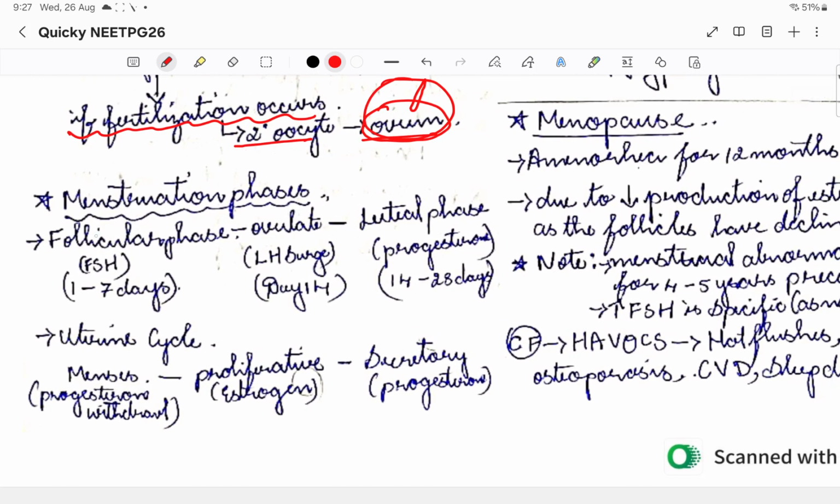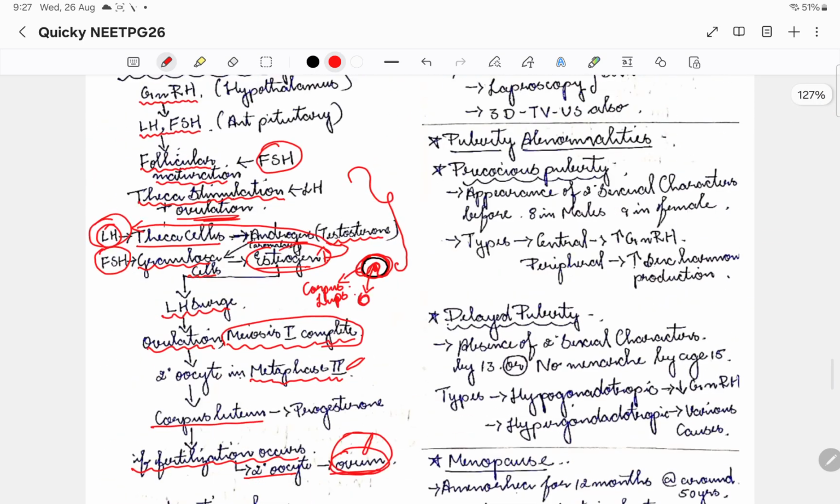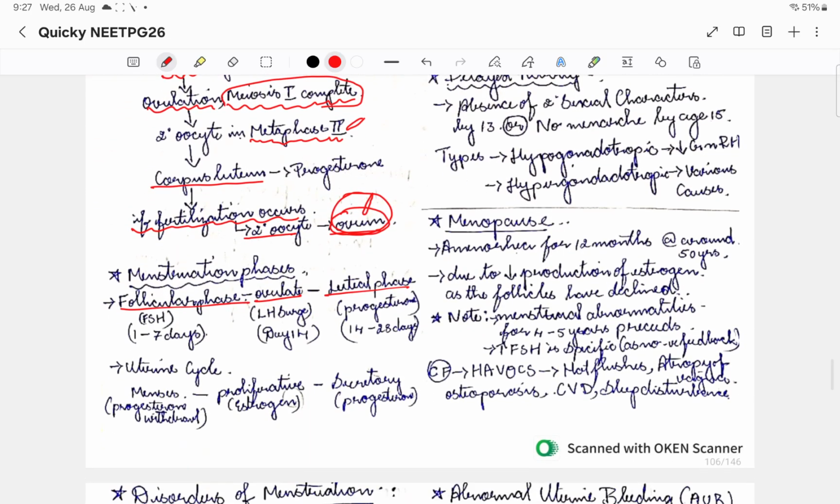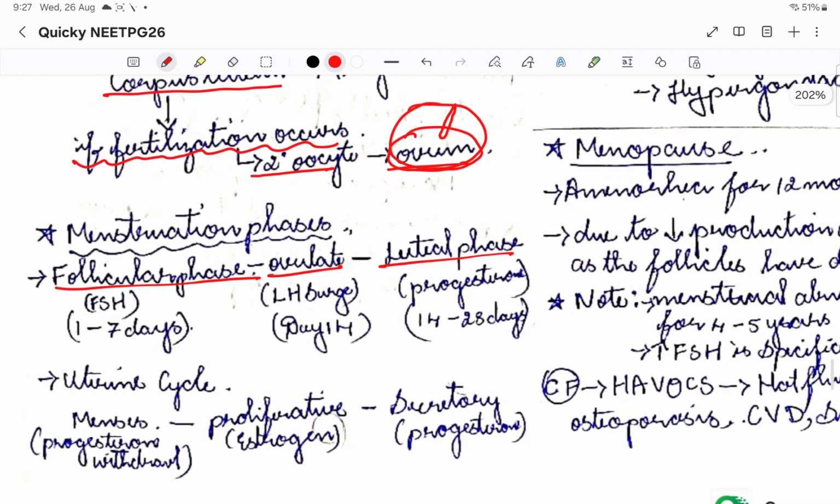So there are stages: the follicular phase, then the ovulatory phase, then the luteal phase, that are happening in the uterus. Whatever we studied above is what is happening in the ovary. Now we are seeing what is happening in the uterus. During the follicular phase, it is the first 7 days of the cycle. In a month of 28 to 30 days, the first 7 days are the follicular phase.